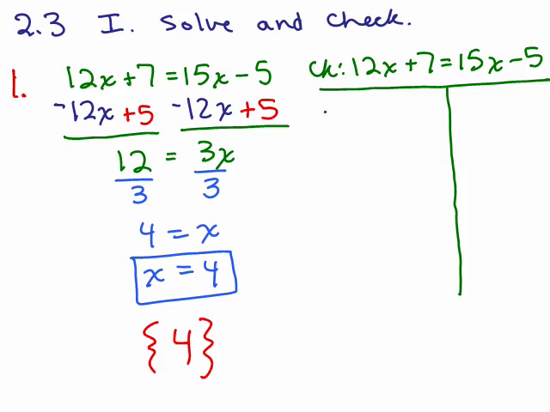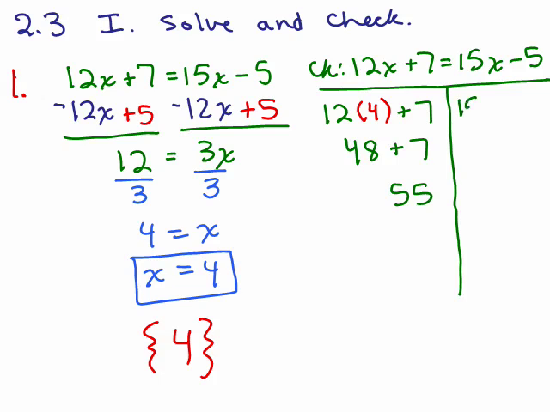Easy to make a mistake, and that is what is so cool about algebra. You can check your work, and then if it's not correct, you can do it again, so you get the correct answer. So I have 12 times 4. We're replacing x with 4. And then we do order of operations. 12 times 4 is 48, plus 7, so that is 55.